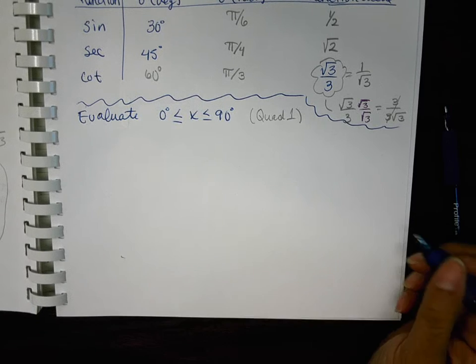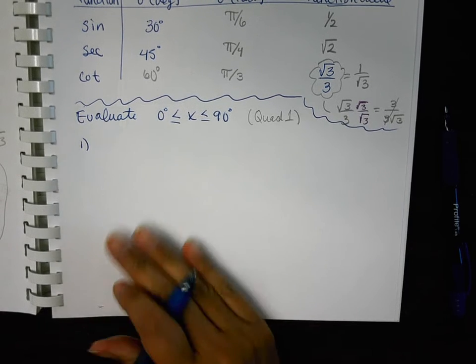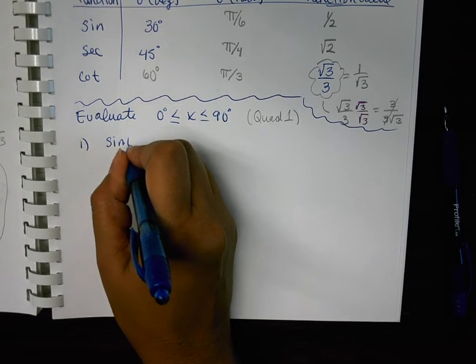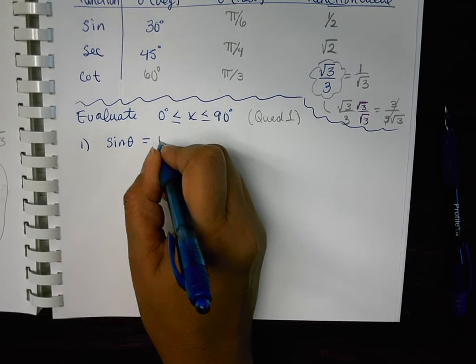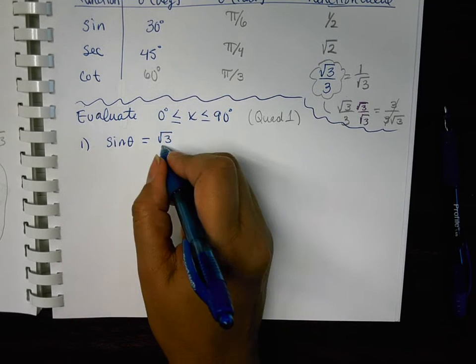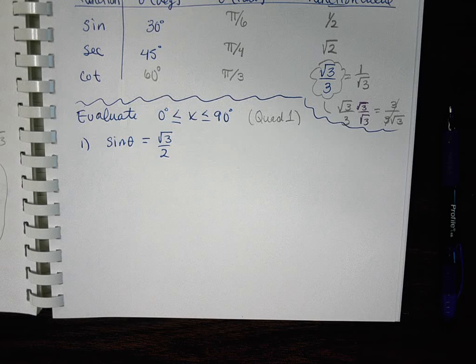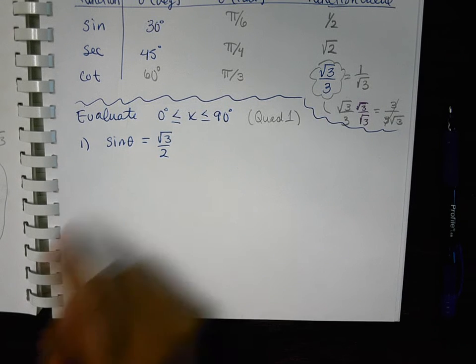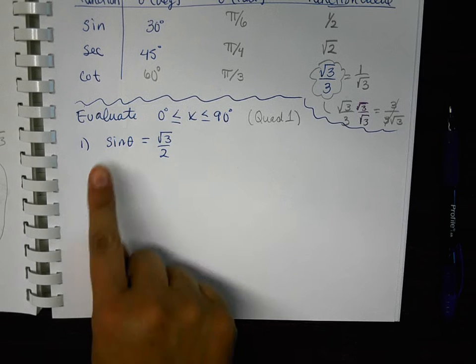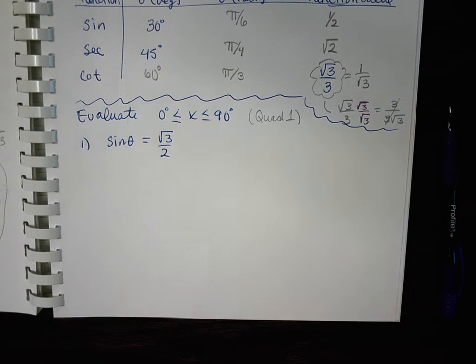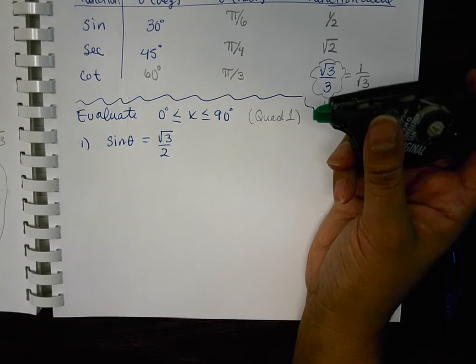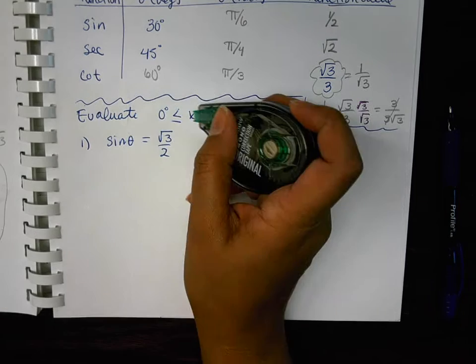Number 1. Sine of theta equals root 3 over 2. All right, so I'm pretty much giving you the answer, and I want you to tell me what theta is. So you're trying to evaluate, you're trying to find, and instead of x there, I should have put theta, or change that theta to x. I'm just going to change this one to theta.